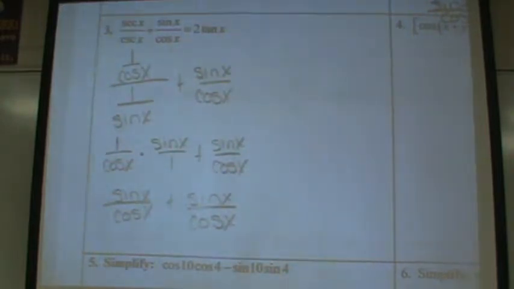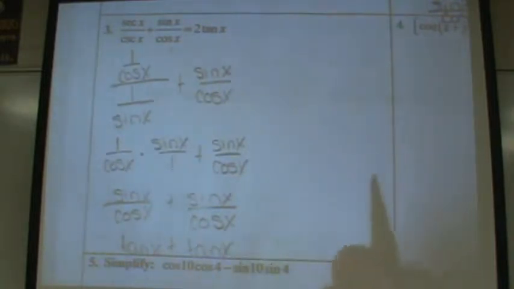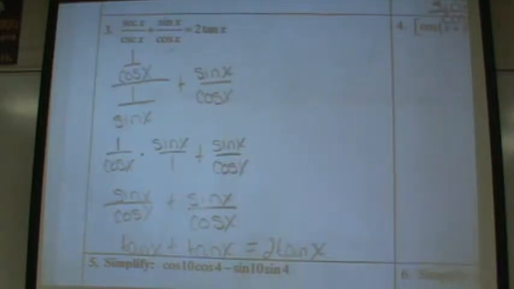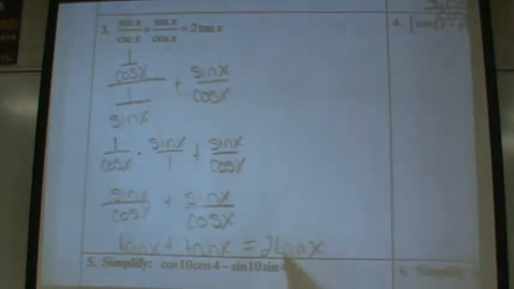So we end up with sine x over cosine x is tangent x. So we end up with tangent x plus tangent x, which ends up giving us 2 tangent x when we add them together. And that is what we were trying to prove.